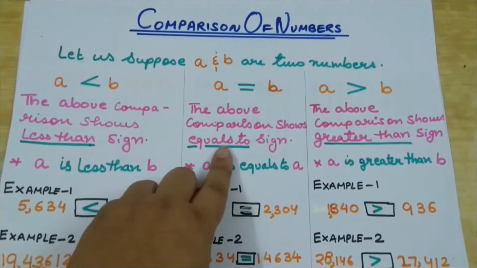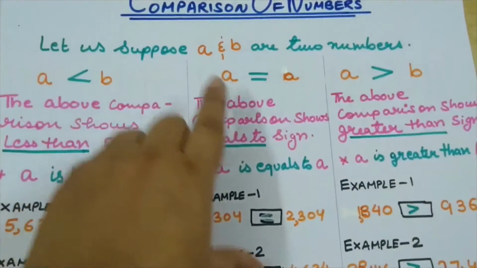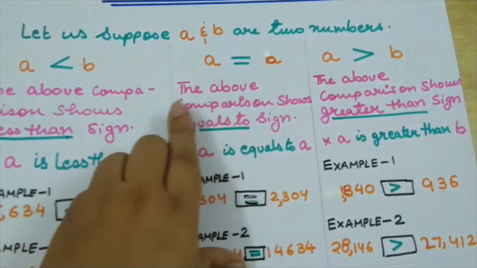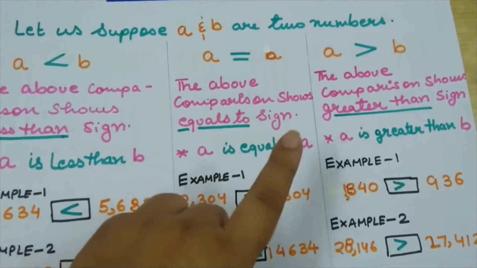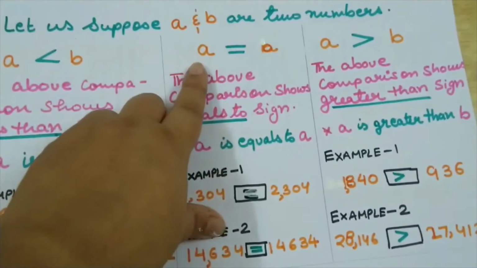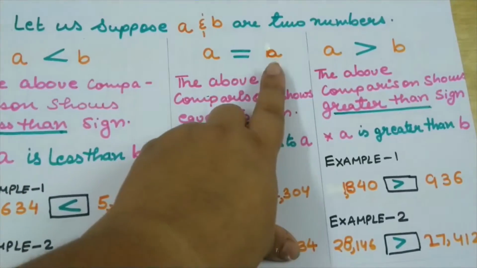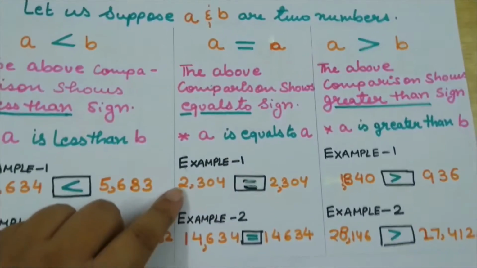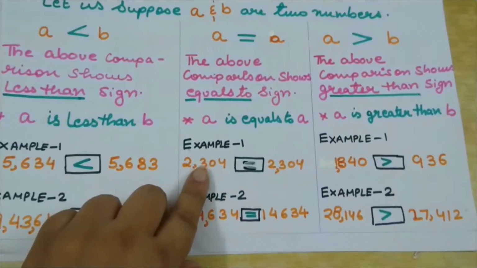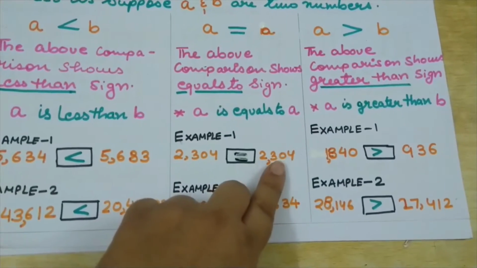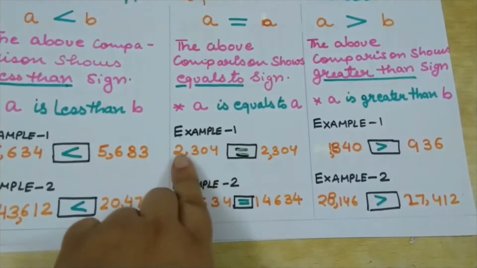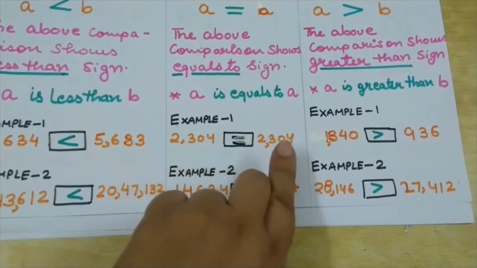Now we'll talk about this one, that is the equal to sign. The above expression shows the equals to sign. That means one number is equal to the other number. Now if you can see, 2304, over here also 2304, same number. That means they both are equal.